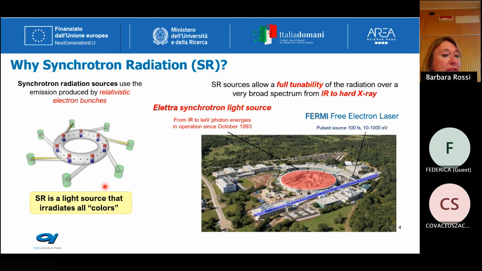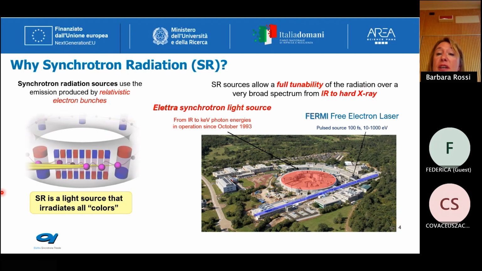The characteristic of this light is that it is so-called colored light, in the sense that the spectrum of the emission of the synchrotron source is very wide, typically from infrared to hard X-ray energy. And we have completely full tunability of the spectrum of the emission in this range. Here we can see the characteristics of the Elettra storage ring, which has been in operation for about 30 years. The energy produced by the storage ring of Elettra goes from the infrared until the soft X-ray.